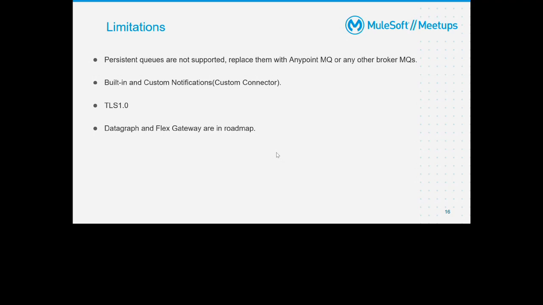Data Graph and Flex Gateway are still in roadmap. So if you are using Graph and Flex Gateway in your business group or in your applications, then yeah, you need to think about this before moving to CH 2.2. Yeah, but still they are in roadmap. So yeah, surely we'll get some news soon.